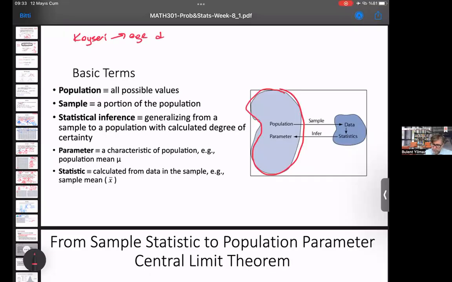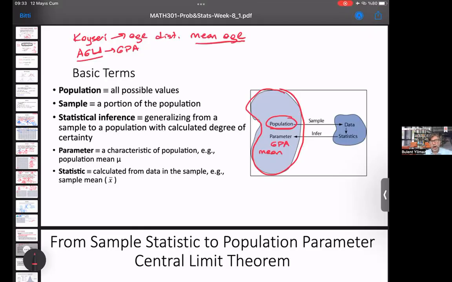What is the mean age of people living in Kayseri? Or AGÜ students' GPA. All AGÜ students' GPA. This is my population, and I'm interested in the mean GPA of these AGÜ students, or the mean age of people living in Kayseri.